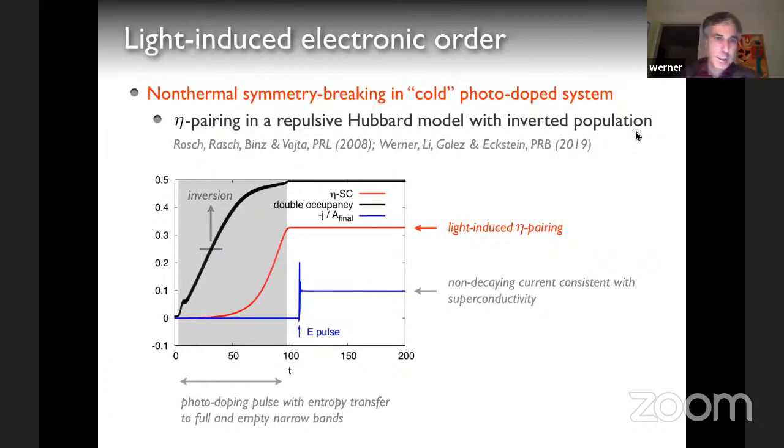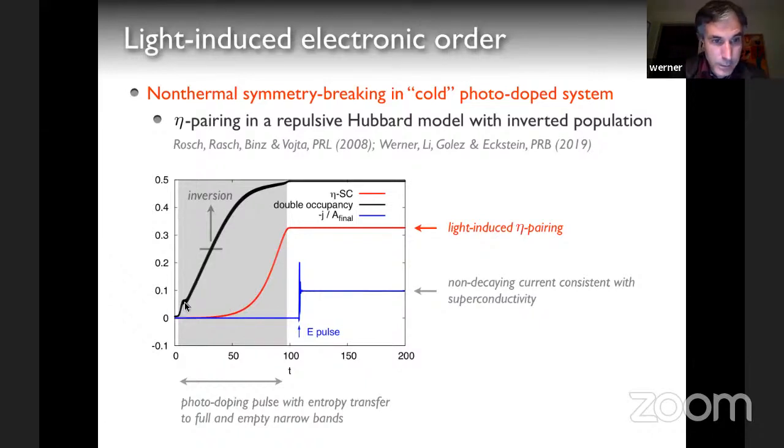And so what I have done here in this simulation is I produced a population inversion by photoexcitation from full bands and also into empty bands. And then by the combined effect of this inversion and the entropy cooling, which is associated with the entropy transfer from our system to these initially full and empty bands, we can create the cold population inverted state.